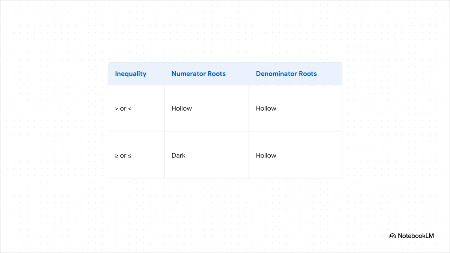Look at this table. If the inequality is a strict greater than or less than, all the roots are excluded, so they all get a hollow circle. But if you have or equal to, the roots from the numerator are included. They get a dark filled-in circle. But, and this is the key, the roots from the denominator are always excluded. They always get a hollow circle, no matter what.